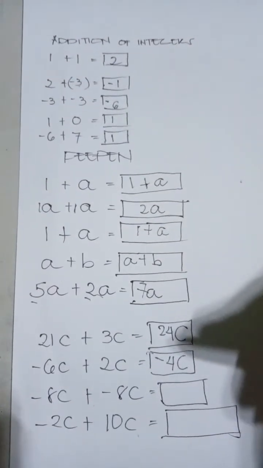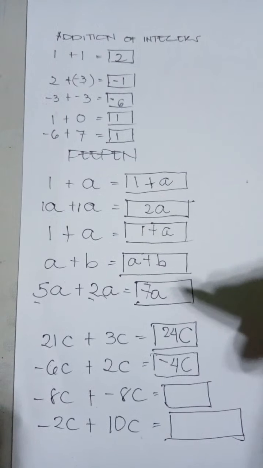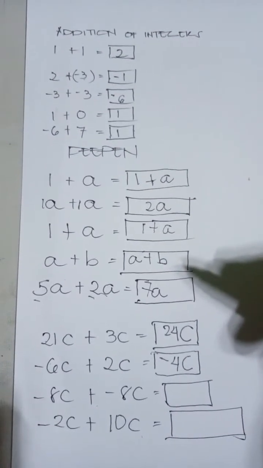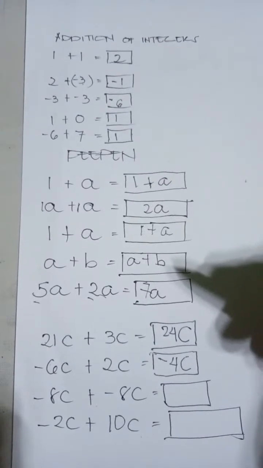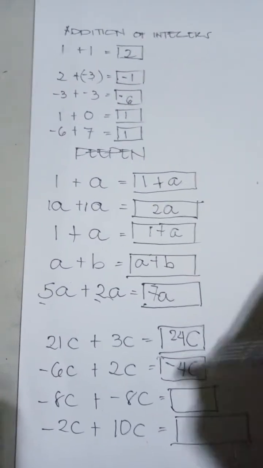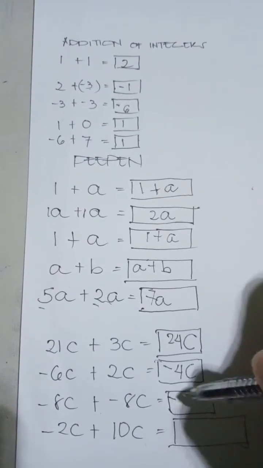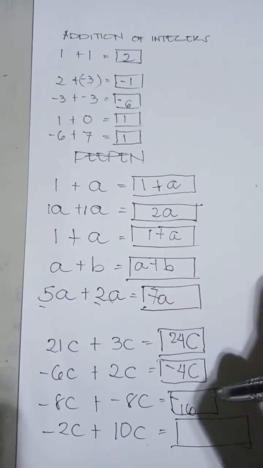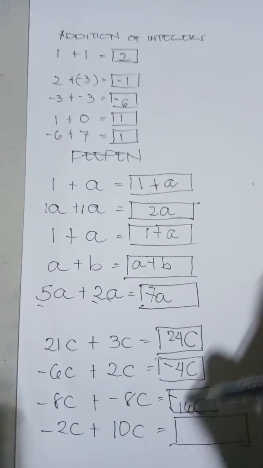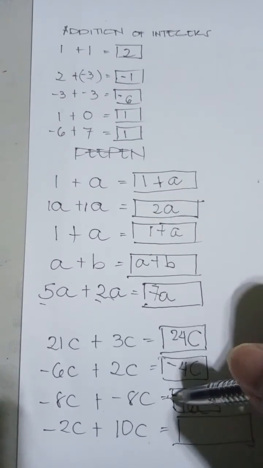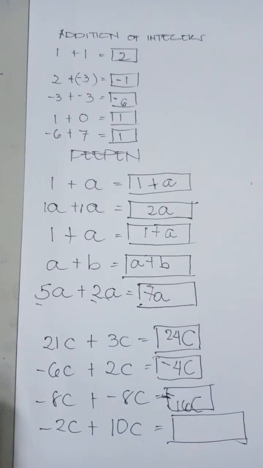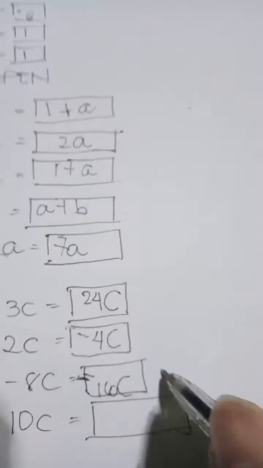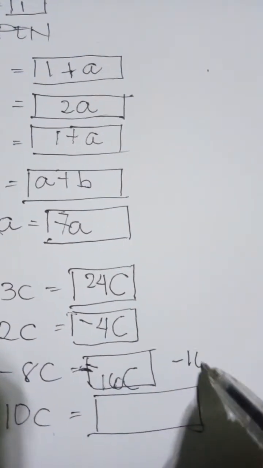What about the other? Negative 8c plus negative 8c. Can we add? Yes. Copy the sign, negative. Then you add 8 plus 8, 16. Also, you will copy the variable c. So this is negative 16c. Or I can write it here: negative 16c.